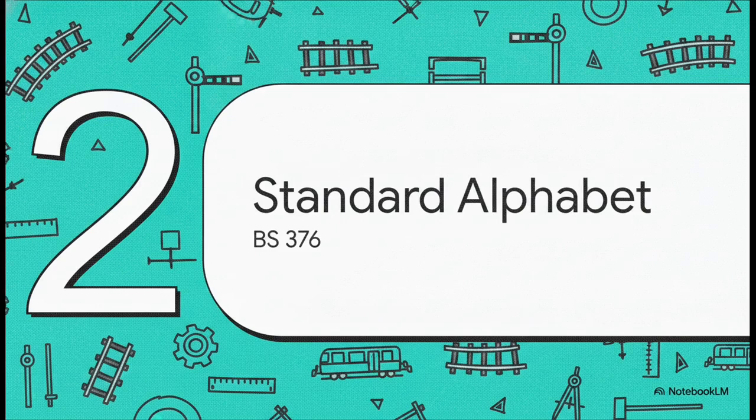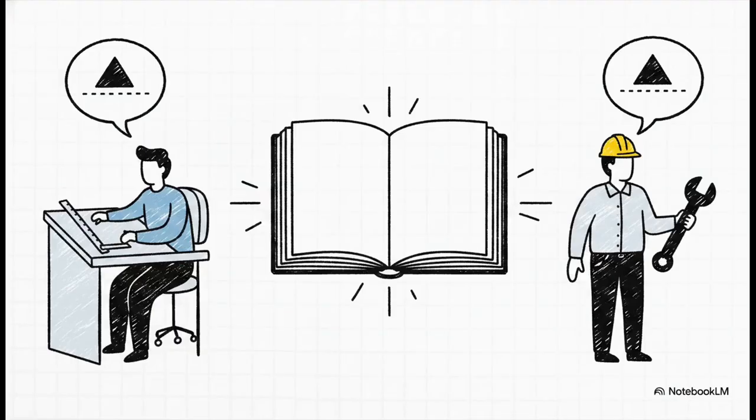Moving right along to Section 2, a standardized alphabet, specifically the British Standards Institution 376. We're relying on the British Standard Training Manual, specifically BS 376. And you might be wondering, why is this so critical? Well, from the very early days of railway signalling, it became terrifyingly clear that if the design staff sitting in a warm office and the installation staff out working in the dirt didn't speak the exact same visual language, trains would crash. BS 376 ensures that a specific triangle or a specific dashed line means exactly the same thing to every single person touching the project.